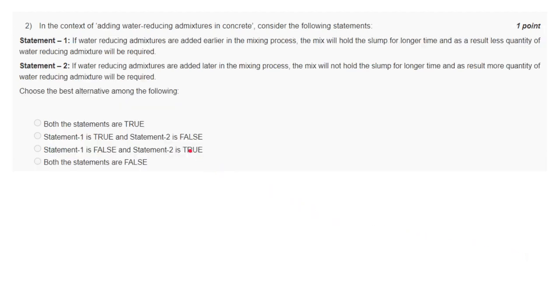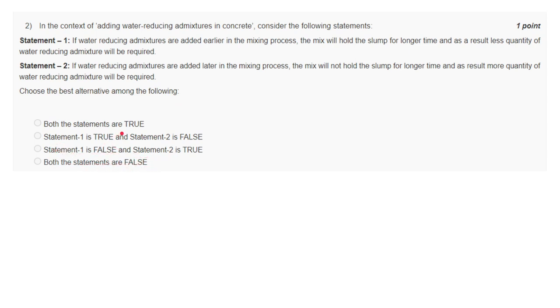Second question, in the context of adding water reducing admixtures in concrete, consider the following statements. Statement 1, if water reducing admixtures are added earlier in the mixing process, the mix will hold the slump for longer time and as a result, less quantity of water reducing admixture will be required. Statement 2, if water reducing admixtures are added later in the mixing process, the mix will not hold the slump for longer time and as a result, more quantity of water reducing admixture will be required. Choose the best alternative among the following. Both are true, one is true, two is false, one is false, two is true, both are false.